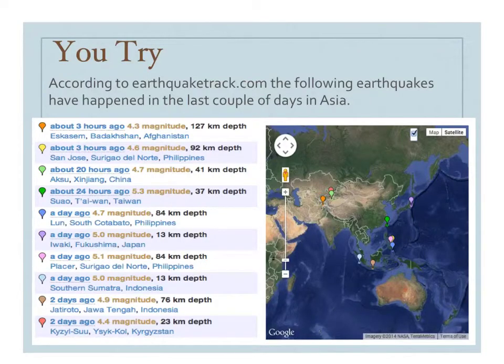Okay, so let's take a look at some actual data close to Korea. This was taken a few days before spring break. So this is the number of earthquakes that occurred around Korea. There are quite a few in this region. We're right here.